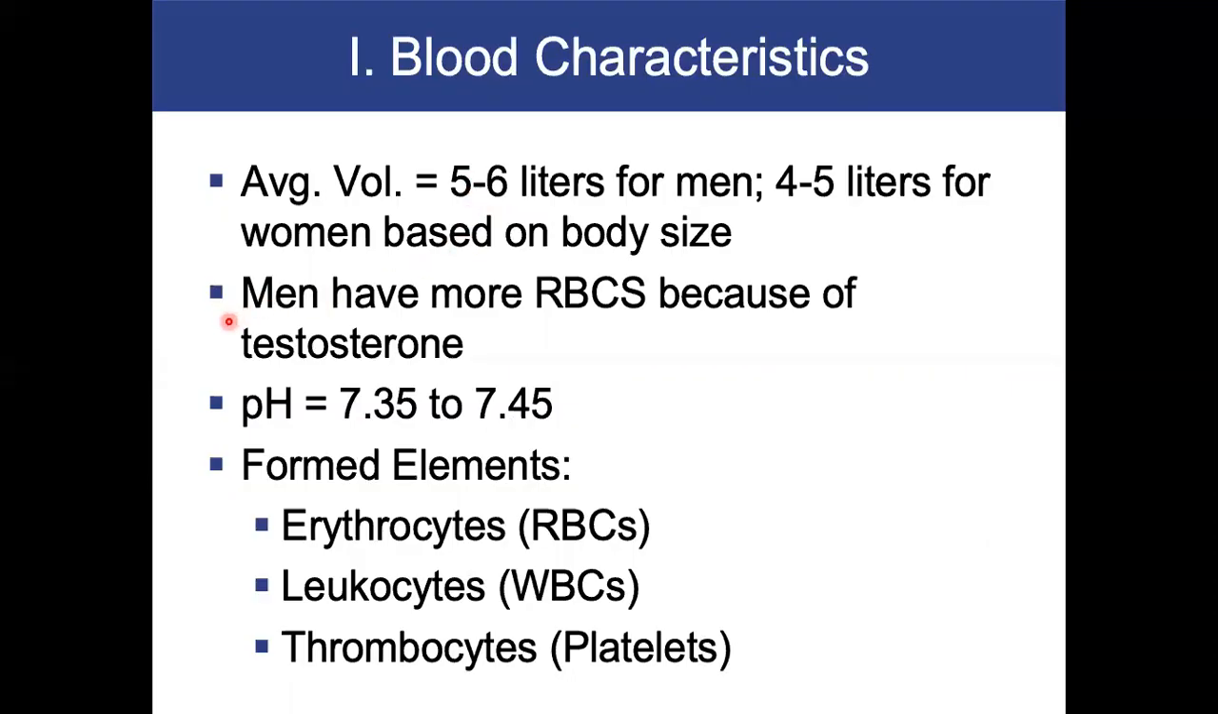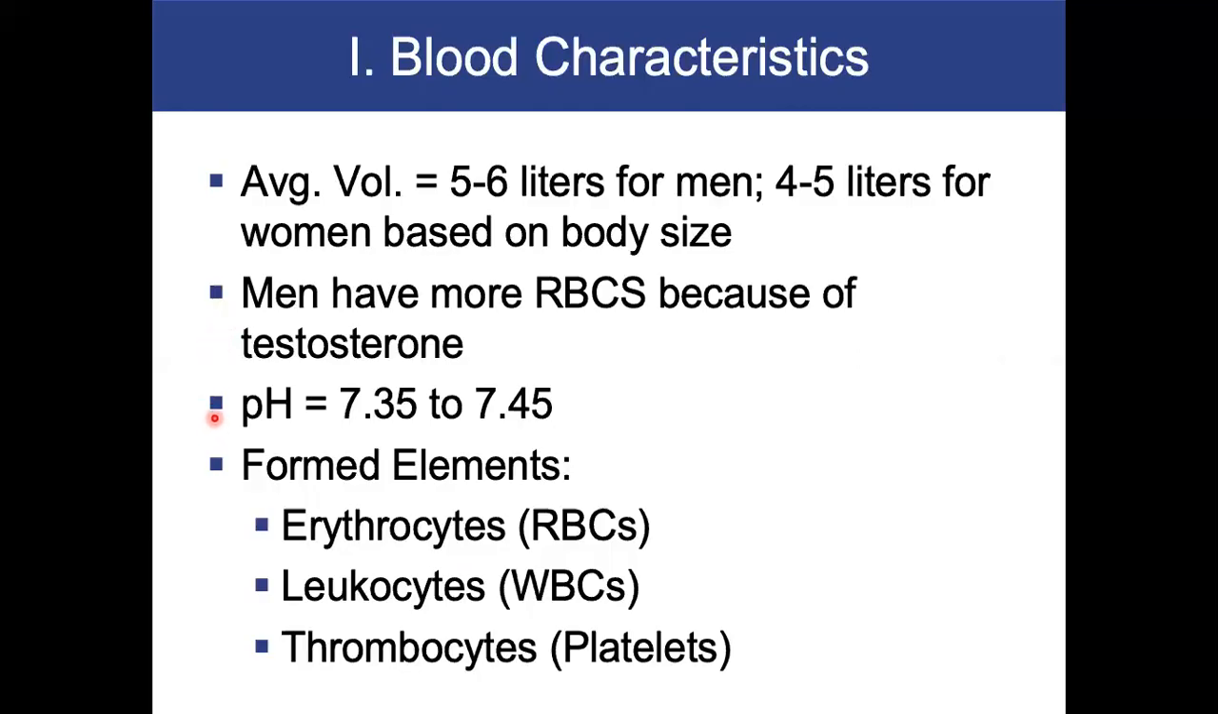Men are going to have more red blood cells because of testosterone. Testosterone increases metabolism, and because men have an increased metabolism, they have an increased demand for oxygen. So their red blood cell indices are going to be slightly higher. That means red blood cell count, hemoglobin concentration, and hematocrit.